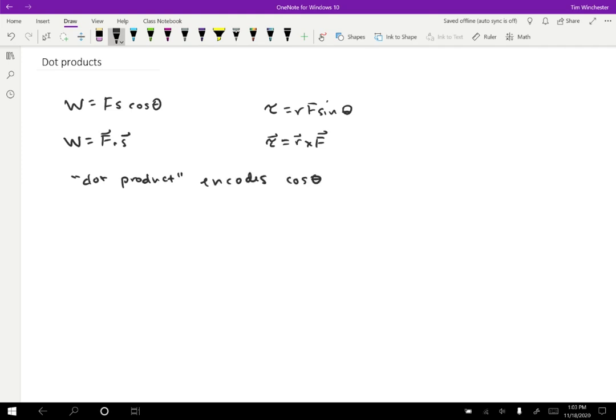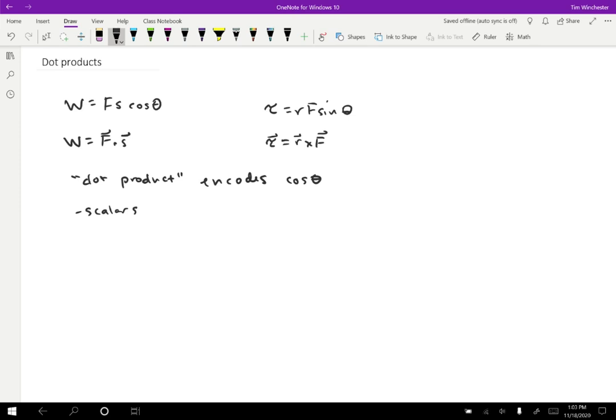Just like the cross product encoded the sine theta, the dot product is a new type of product that is a way to combine two vector quantities. We think of this as a product, but again, it's not really multiplying in the same sense that scalar multiplication is. One big difference between dot products and cross products is that dot products are scalars, where cross products were vectors. So that's a pretty big difference.